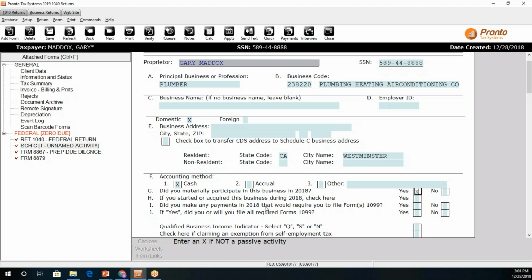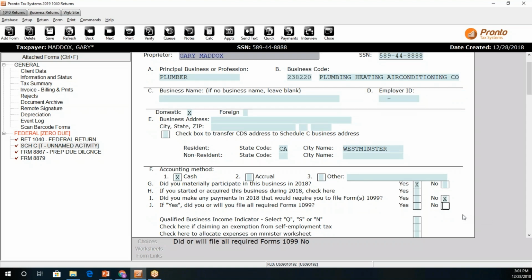Did you make any payments in 2018 that require you to file the Form 1099? Okay, he answered no. So we're going to leave that right now, marking this no. However, when we go further, you'll see that this is actually an error. Okay, and I'll show you why. If yes, did you or will you file all required forms 1099?